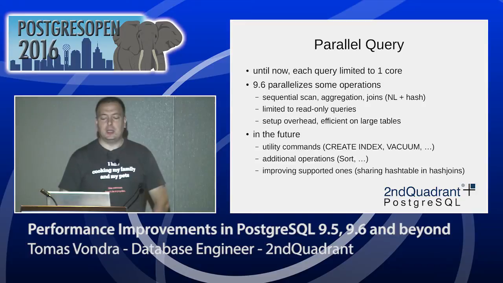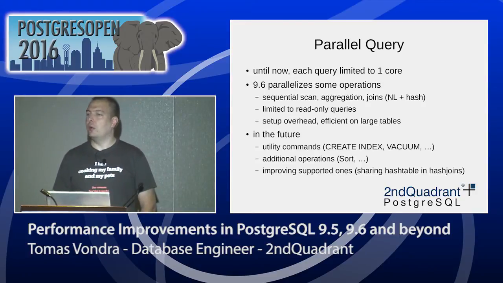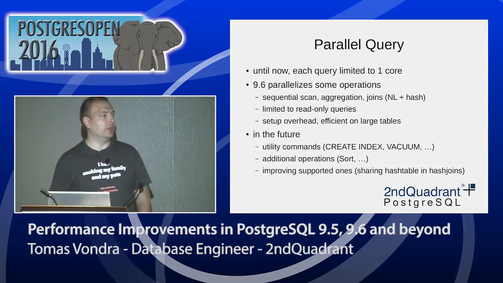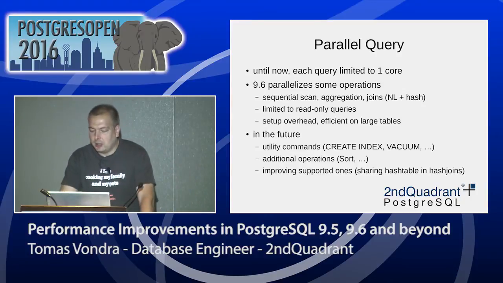In the future, I think there is already work in progress for 10.0 to, for example, parallelize create index, maintenance operations like vacuum, and so on. I'm pretty sure that Peter Geoghegan, our sorting guru, is working on a parallel sort and some other stuff, of course.